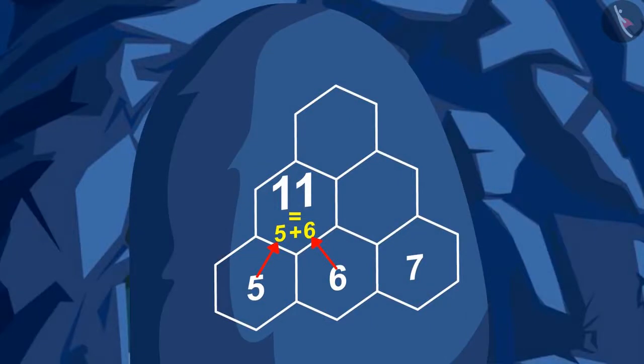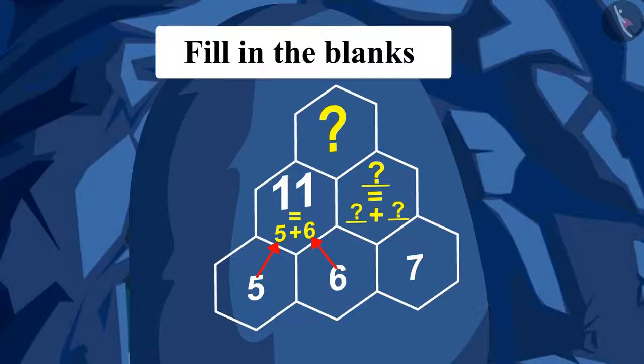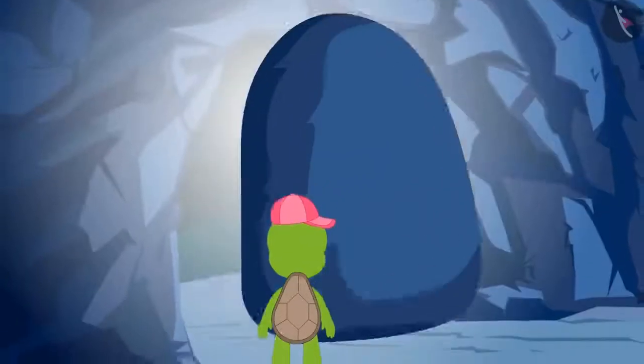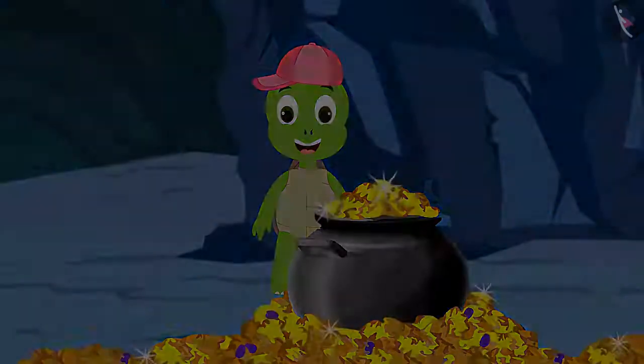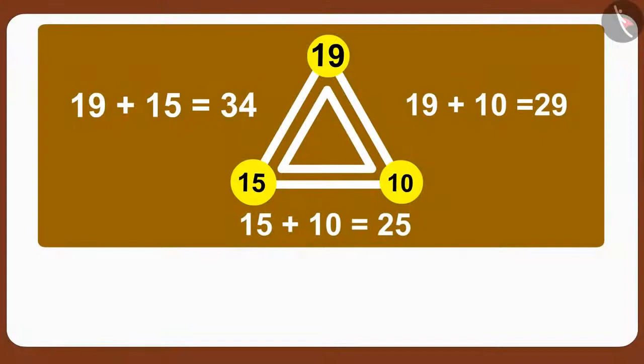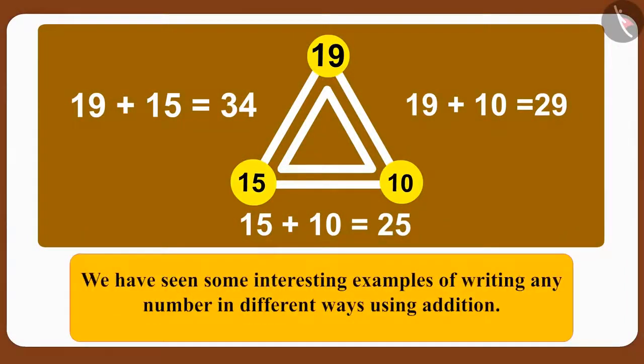Tufan has found the right answer to the puzzle. Now you too try to find the answer to this puzzle. The third door opened and Tufan found a lot of treasure. Children, in this lesson we have seen some interesting examples of writing any number in different ways using addition.